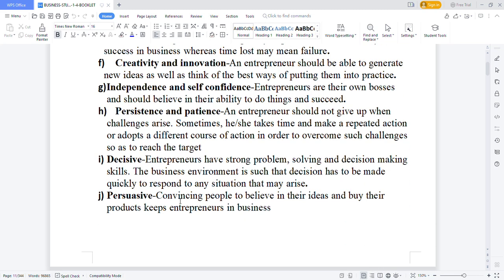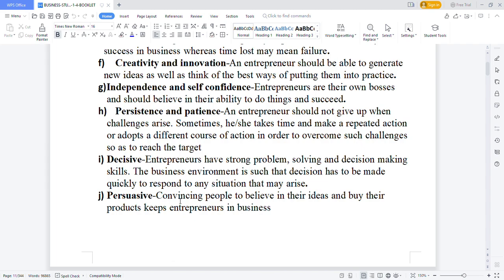Persistence and patience. An entrepreneur should not give up when challenges arise. Sometimes he or she takes time, makes a repeated action, or adopts a different course of action in order to overcome such challenges.